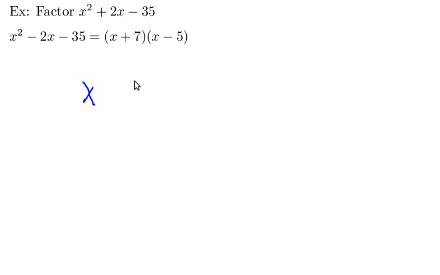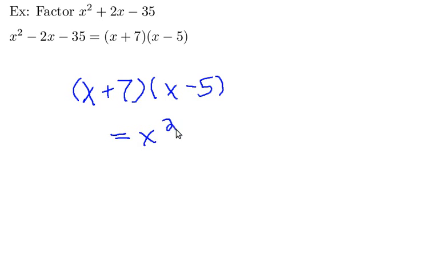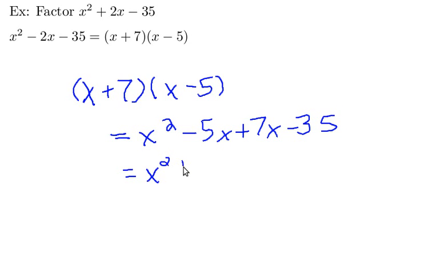So we have x plus 7 times x minus 5. X times x makes x squared. X times minus 5, minus 5x. 7 times x gives us plus 7x. 7 times negative 5 will give us negative 35. Combine like terms, we'll get x squared plus 2x minus 35. Which was the problem that we were originally given. So that means that we most likely got it right.